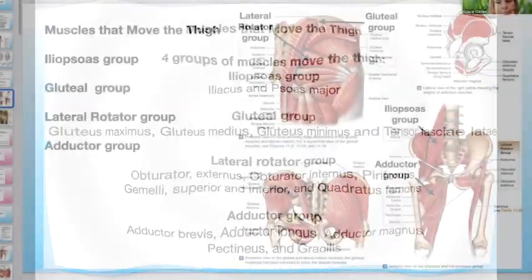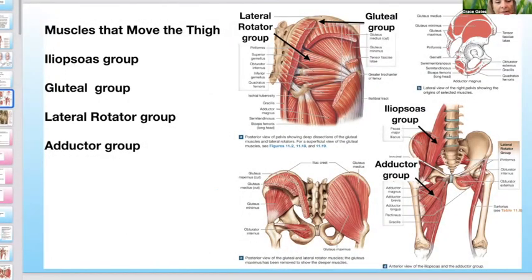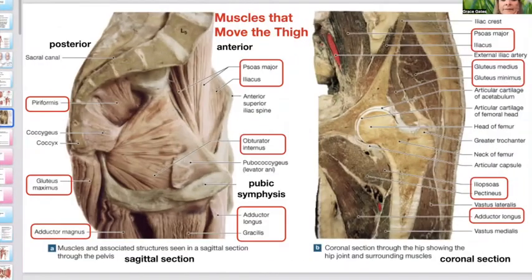So this is a picture showing the iliopsoas group, the gluteal group, the lateral rotator group, and the adductor group. And here is a picture of a real cadaver dissection, sagittal section on the left, coronal section on the right. The muscles that we are particularly interested in are the ones in the red boxes, and you can go through them and look at them, and it is interesting to see.